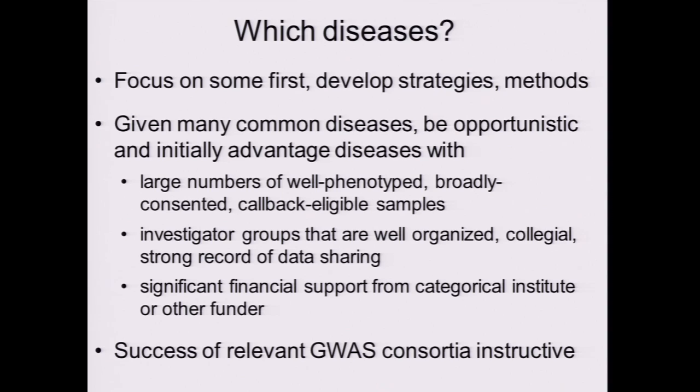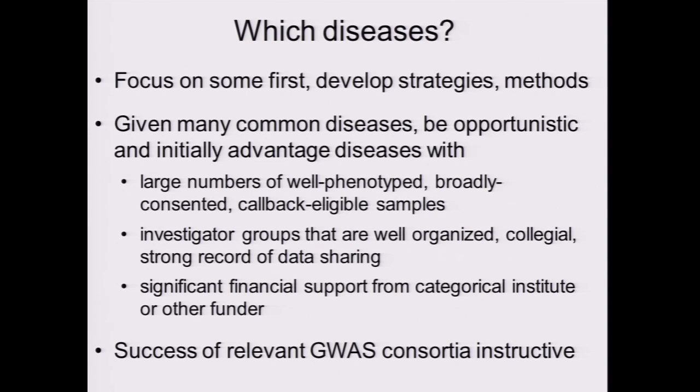Given many common diseases, I think we should be opportunistic and take advantage of diseases that have advantages already. In particular, diseases where we have large numbers of well-phenotyped, broadly consented, callback-eligible samples. Situations where we have investigator groups that are well-organized, collegial, and have a clear and strong record of data sharing. And ideally, and actually importantly, in speaking to something Eric said earlier, significant financial support from a categorical institute or some other funder.